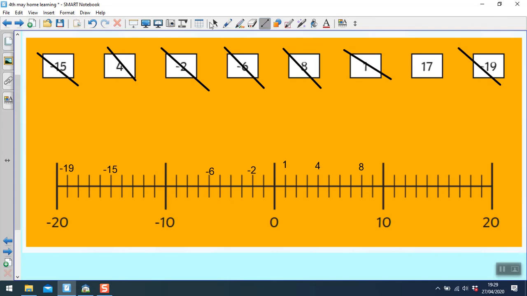And I've just got 17 left, so there's 10, 11, 12, 13, 14, 15, 16, 17. So here is the number 17. Just check, 17, 18, 19, 20. Okay, I hope you are successful. We'll see you tomorrow for some more negative numbers.